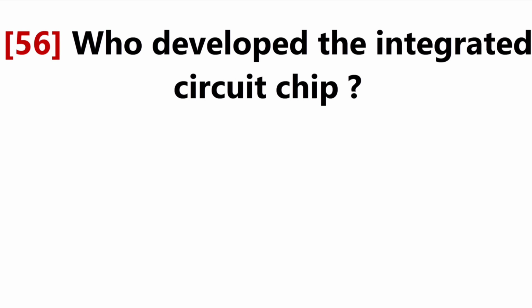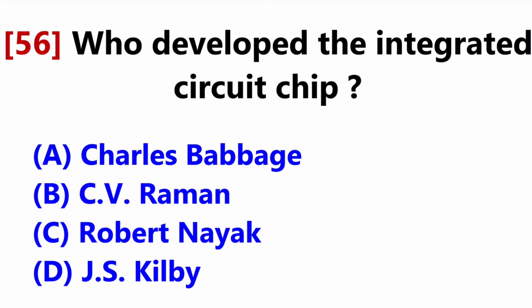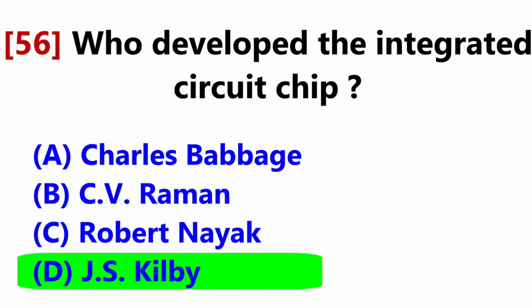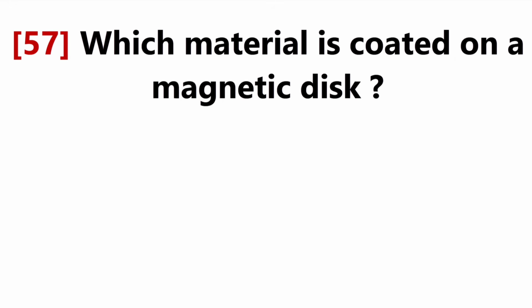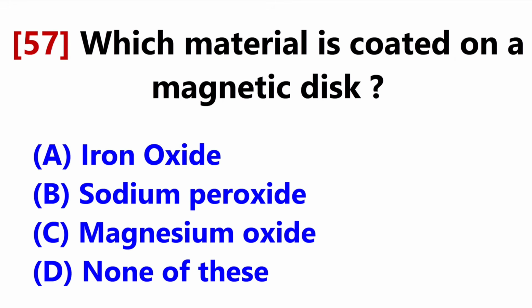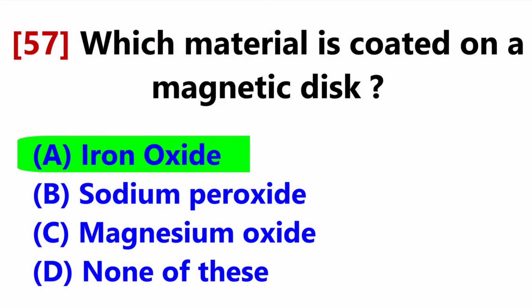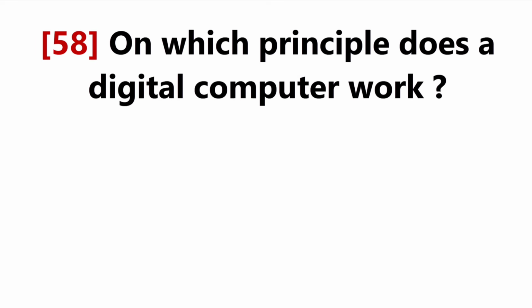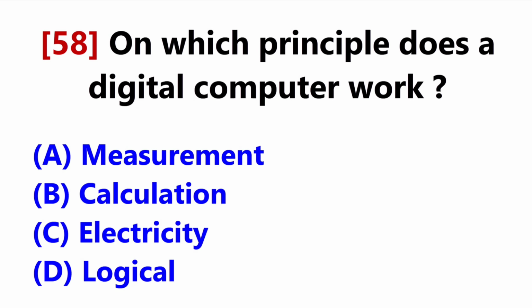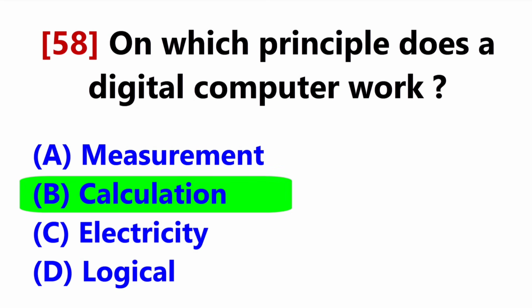Who developed the integrated circuit chip? Answer option D, J.S. Kilby. Which material is coated on a magnetic disk? Answer option A, iron oxide. On which principle does a digital computer work? Answer option B, calculation.